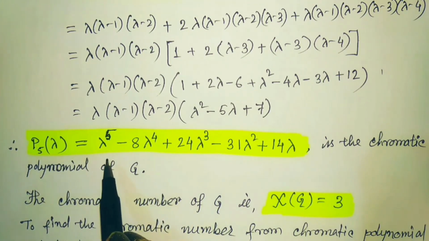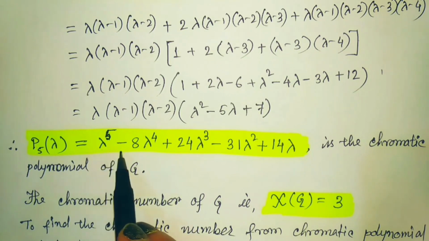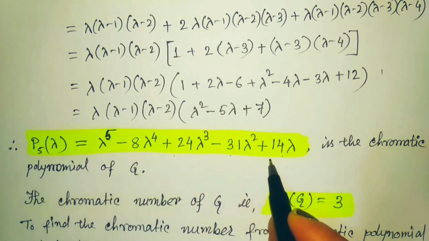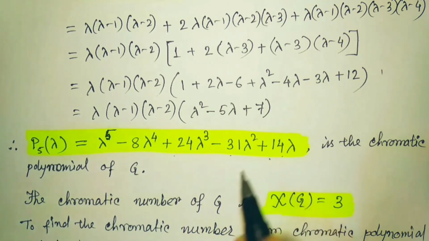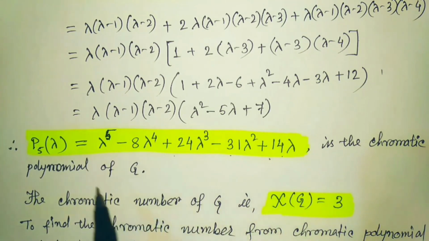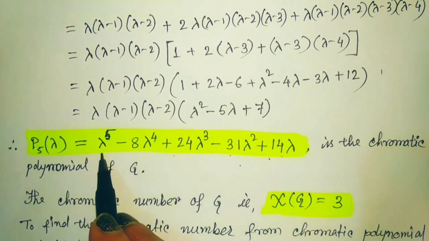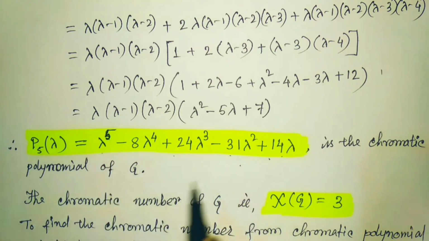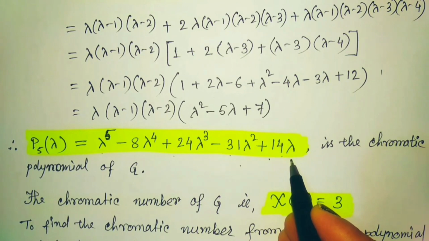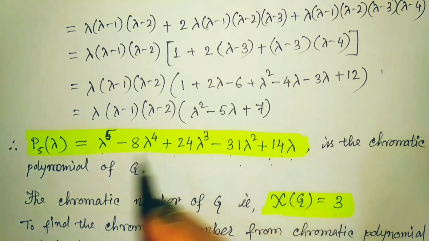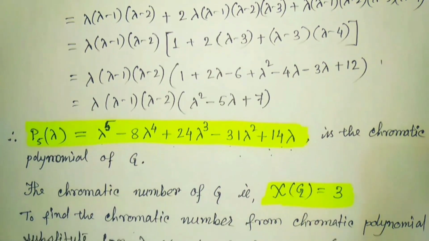So if we substitute lambda equal to 1, then what happens? It is 1 minus 8 plus 24 minus 31 plus 14. If we sum up, we find this value is 0. So definitely lambda equal to 1 cannot be the chromatic number. If we put lambda equal to 2, we find this value is again 0. You can try by yourself. If we put lambda equal to 3, then it is a non-zero value. So we can say the chromatic number of this polynomial is 3.